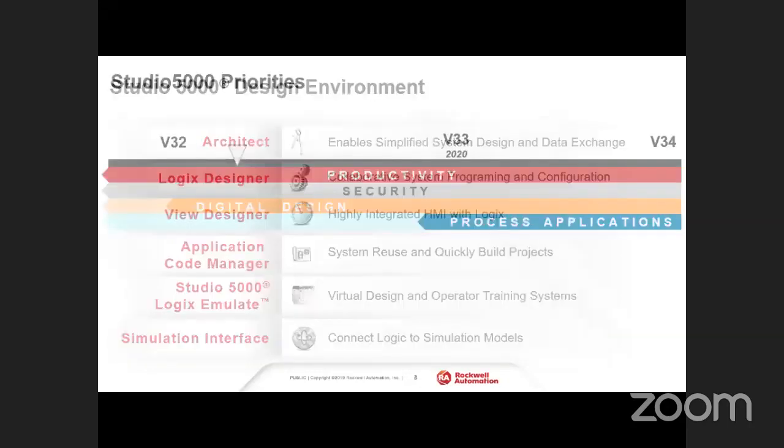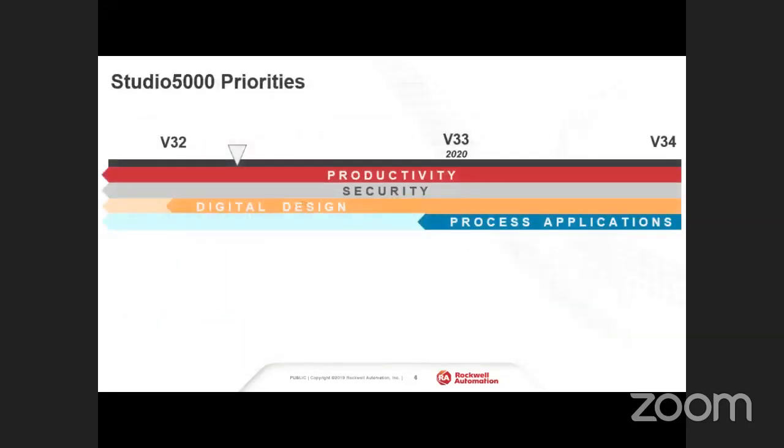So at a very high level, the current state and future priorities for Studio 5000 that you can expect to see in V32, which we'll talk about, but also what you can expect in V33 and beyond. We've seen productivity and security be the underpinnings, the major core part of a lot of the development in various Studio versions, and that'll continue.